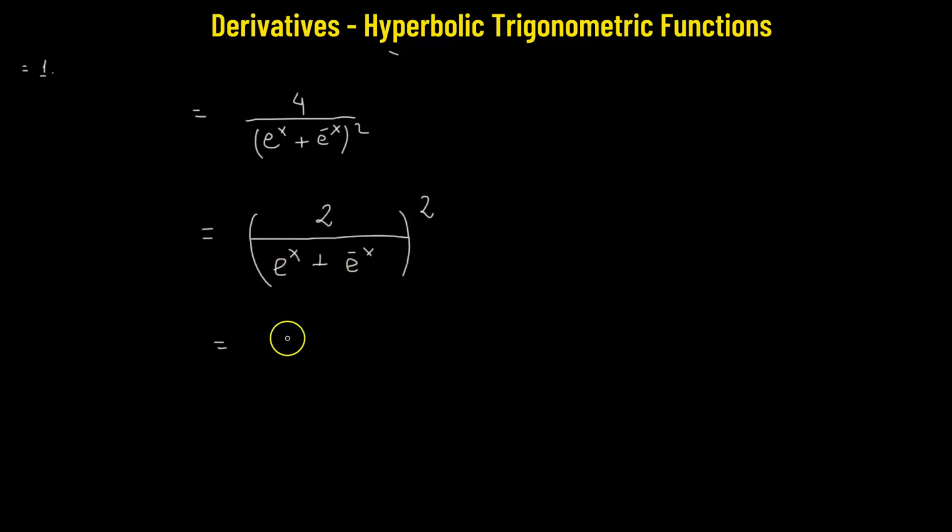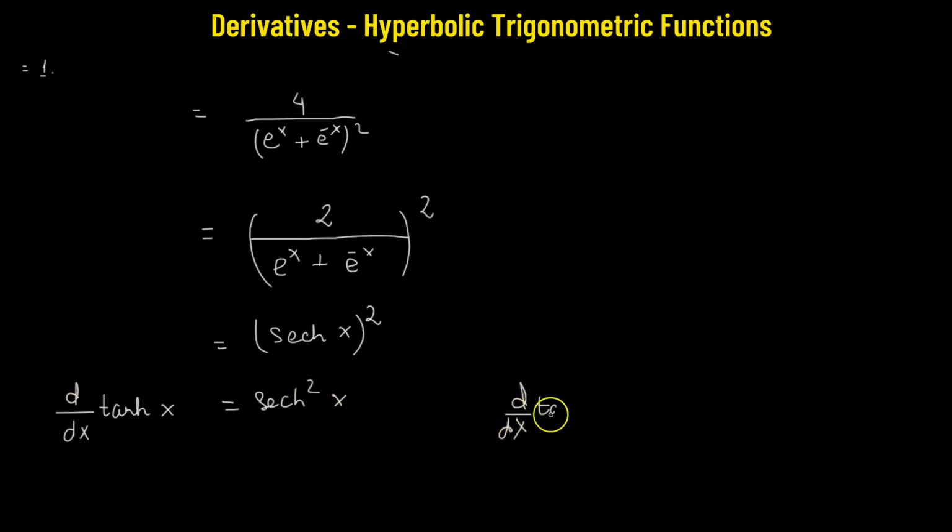And recall that this is simply the secant hyperbolic x squared, or we can say this is secant hyperbolic squared x. So this is the derivative of our tangent hyperbolic function. So we got quite similar to what we obtained for a trigonometric function. Recall the derivative of the tangent function. So that's equals to secant squared x. Quite similar. So it'll be easier to remember this.